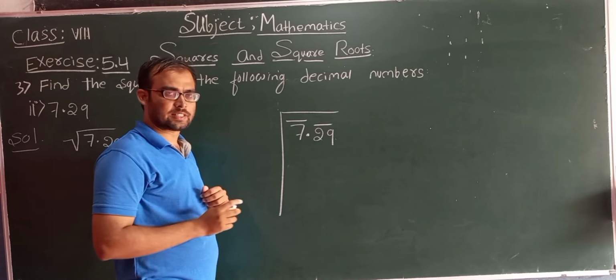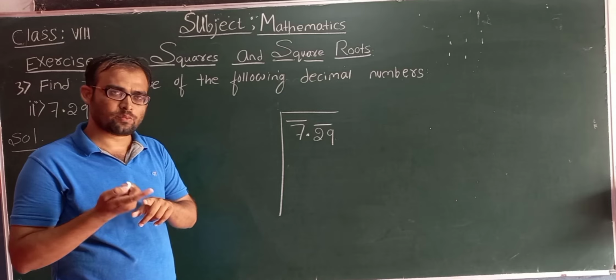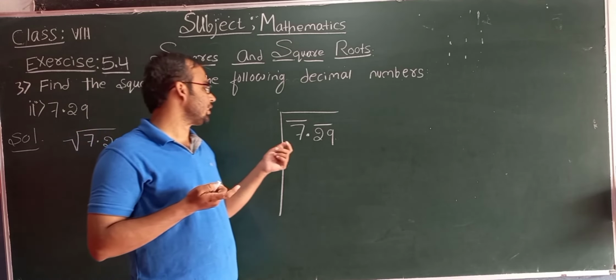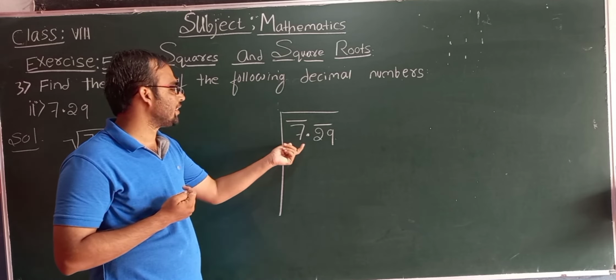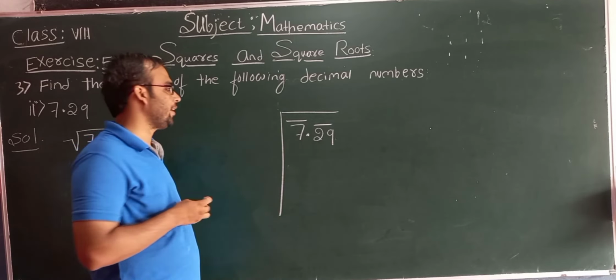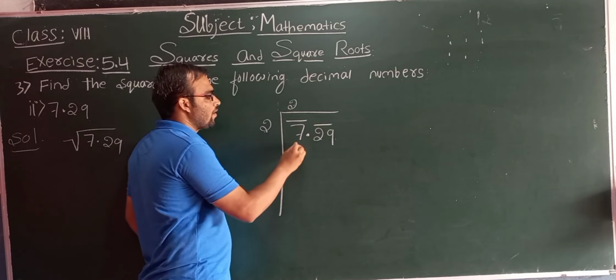Now students, what is the next step? We need to write a number such that when we square it, we get a number lesser than 7 or equal to 7. So now we need to consider this part. 7 will be the dividend. Here I will take 2. 2 2s are 4.